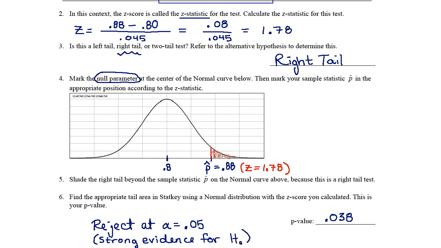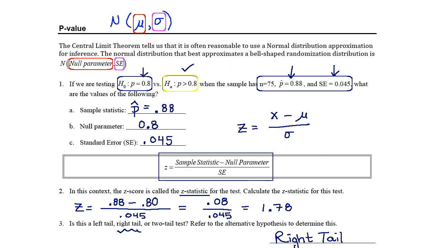We will leave out the conclusion in context since this was really just a p-value exercise and there wasn't really a context that we started with here.